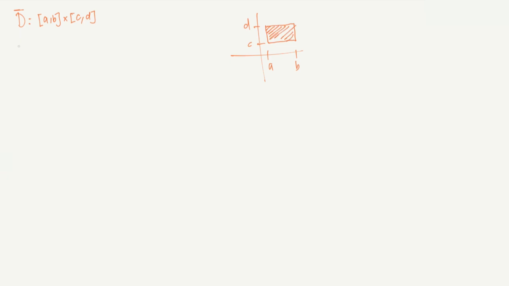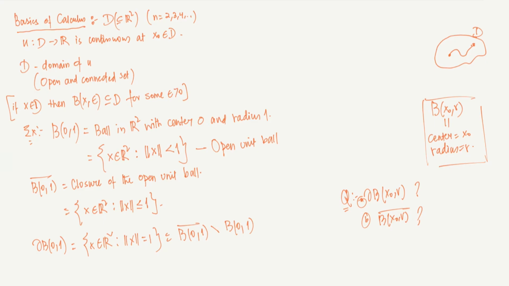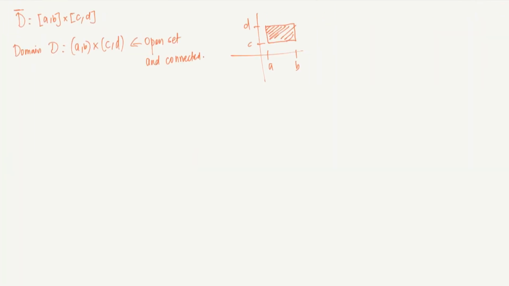In this case, the domain D will be open AB times open CD. So this is an open set, and of course it is connected. It is very easy to see this, so please do this accordingly. So now we have this ball and the domain. Fine. Now we want to talk about functions.